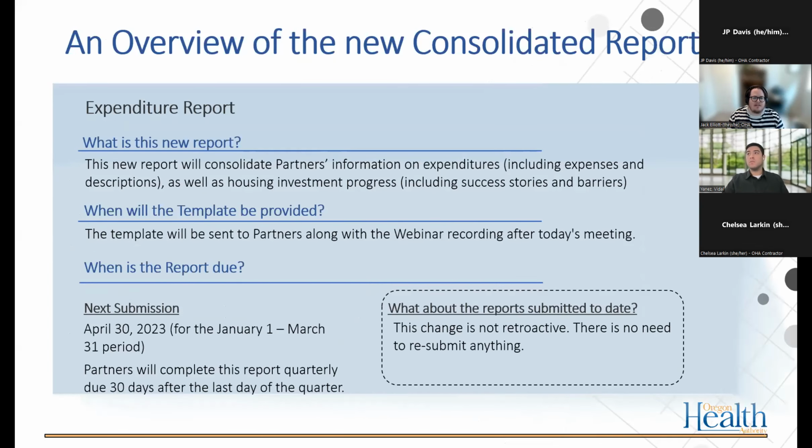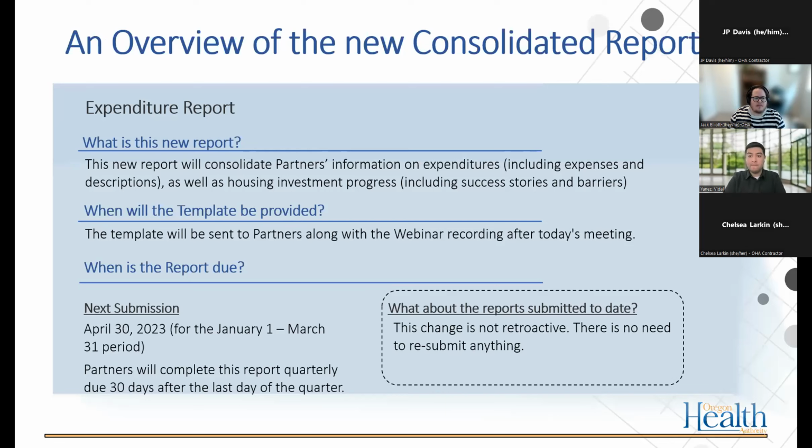All right, so here's an overview of the new consolidated report. What is this new report? This new report will consolidate your information as partners on expenditures, including expenses and descriptions, as well as housing investment progress, including success stories and barriers. And we really want to highlight those if we can. There is a place in the report for you to include that. When will this template be provided? After today's webinar, you all should be sent a copy of the new reporting template, and you'll also receive a link or a copy of this recording.